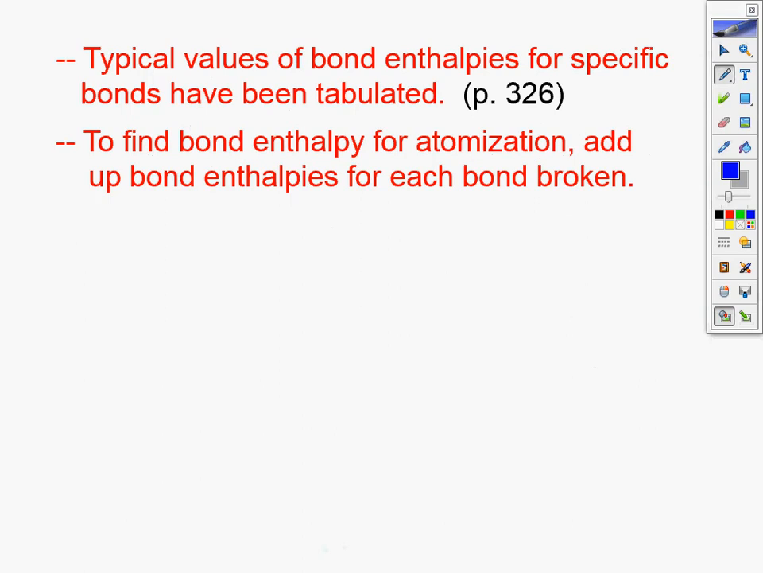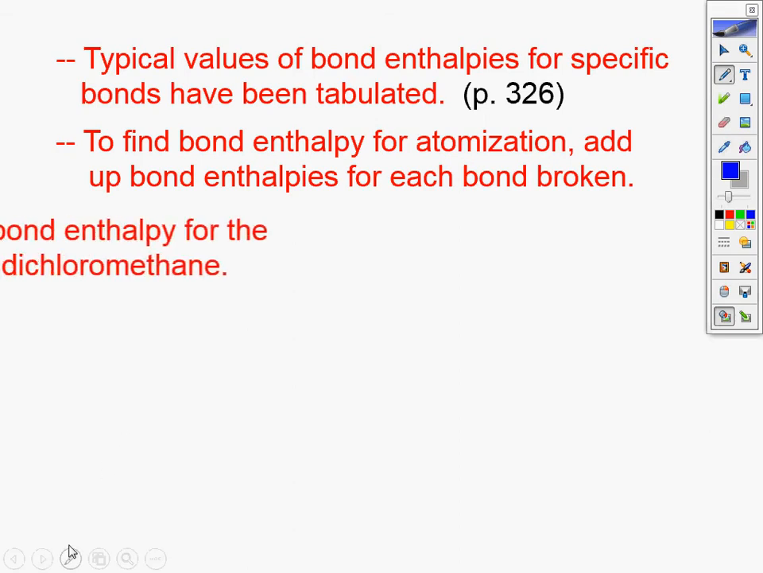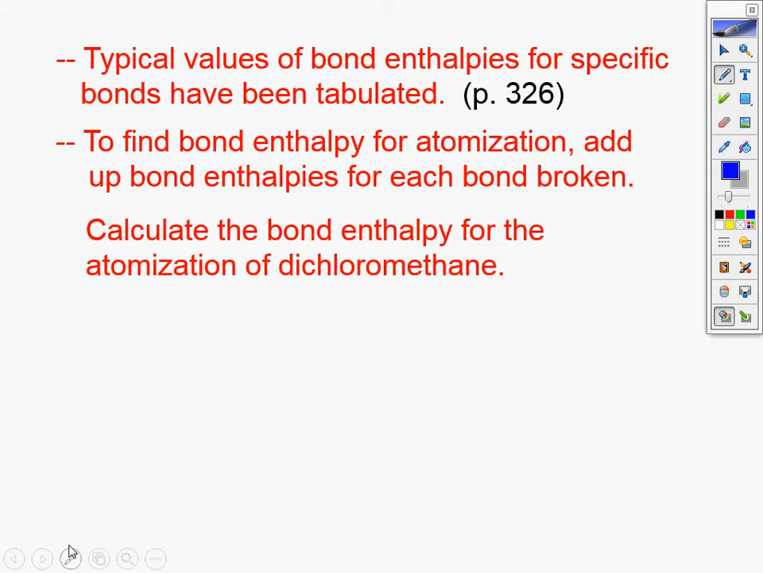All right, change the page number. Change it to the chart that you just picked up right here. So it's going to be on this chart. Specific bonds have been tabulated. To find the bond enthalpy for atomization, add up the bond enthalpies for each bond broken. Calculate the bond enthalpy for the atomization of dichloromethane. See if you can do that real quick.